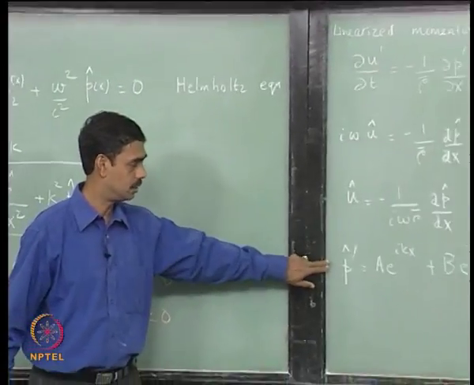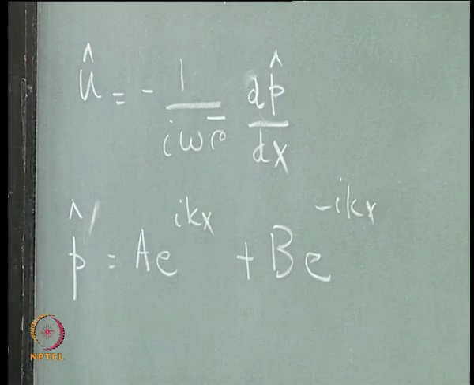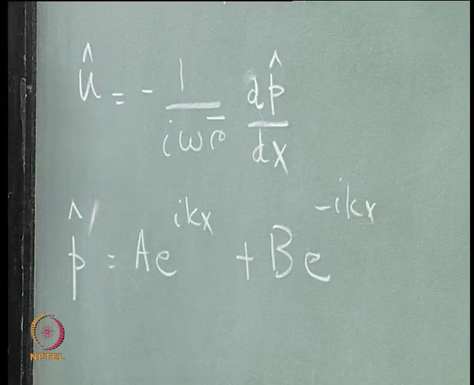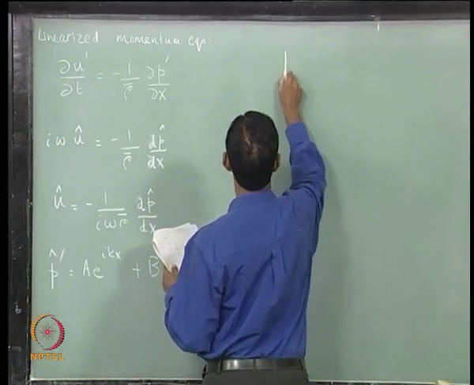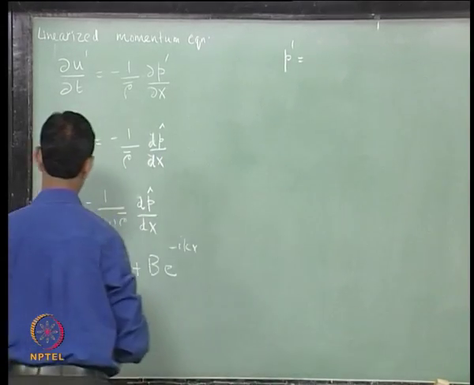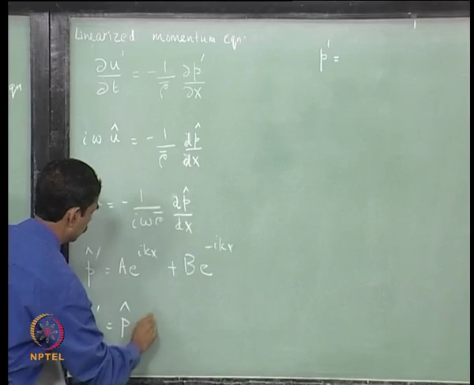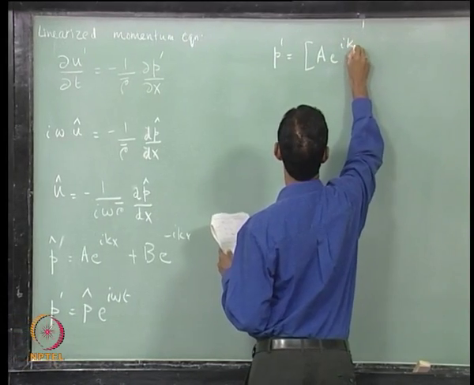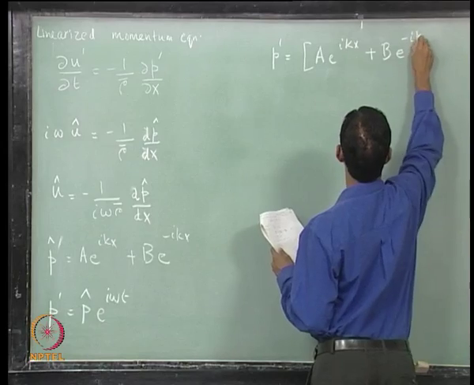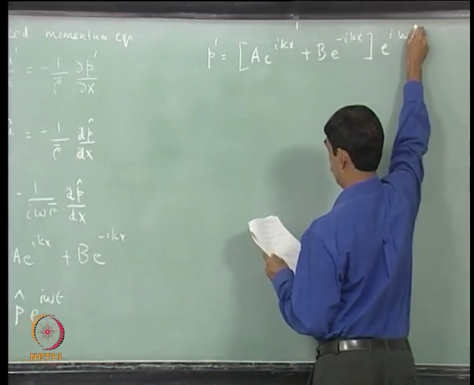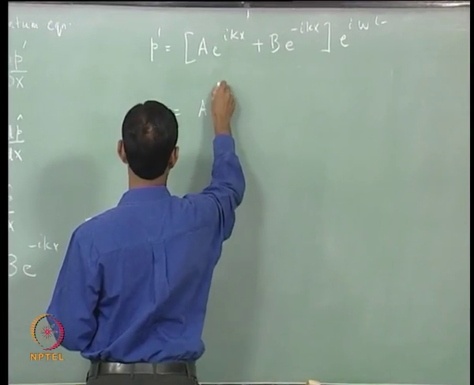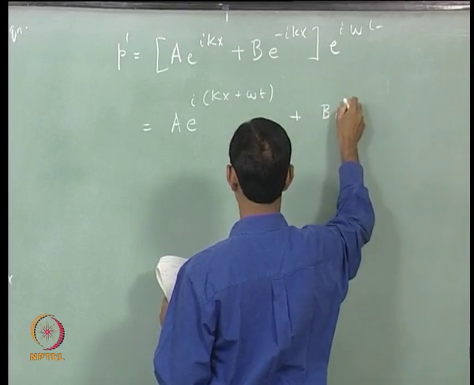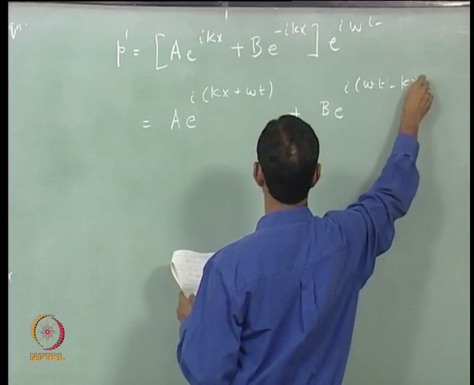So this is the solution, and before we proceed to actually solve the problem, let us take a look at this equation and we will try to interpret it in terms of f and g, so that way we understand what is going on. So p prime would be p hat e power I omega t, so I multiply this by e power I omega t, so a e power ikx plus b e power minus ikx times e power I omega t, which I can rewrite as a e power I times kx plus omega t plus b e power I times omega t minus kx.